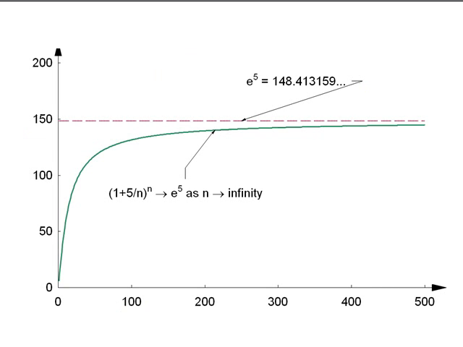And here's a graph of the situation. You see it looks very similar to the one for e to the 1st power. In green is the 1 plus 5 over n raised to the nth power, and you see it asymptotically approaching e to the 5th, here's e to the 5th, as n approaches infinity.